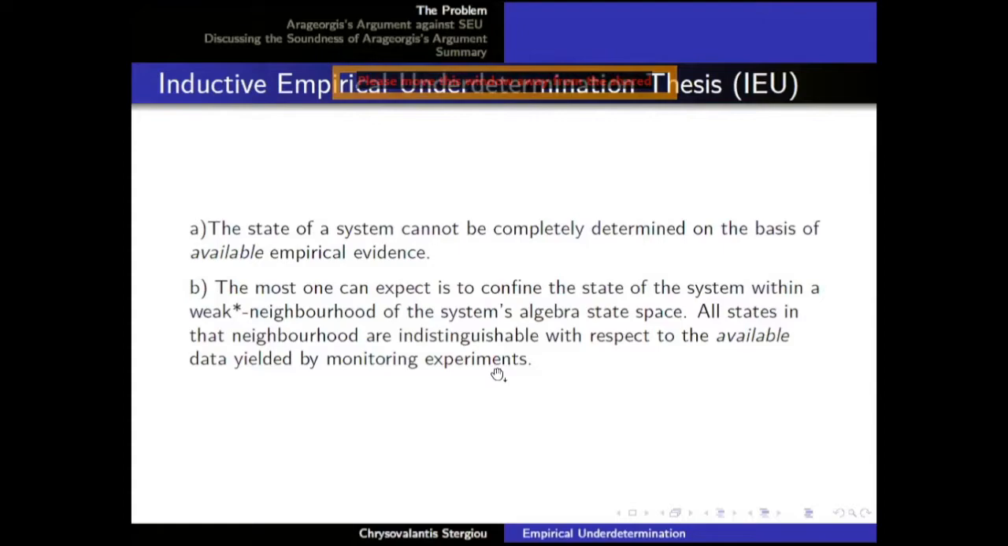Now, the terminology is changed because what I have discussed so far is related to a single monitoring experiment. Here I refer to available empirical evidence, but the change is not that significant, since I understand available evidence either in terms of a single huge monitoring experiment that includes the measurement of a large but finite number of observables, or some finite collection of monitoring experiments.